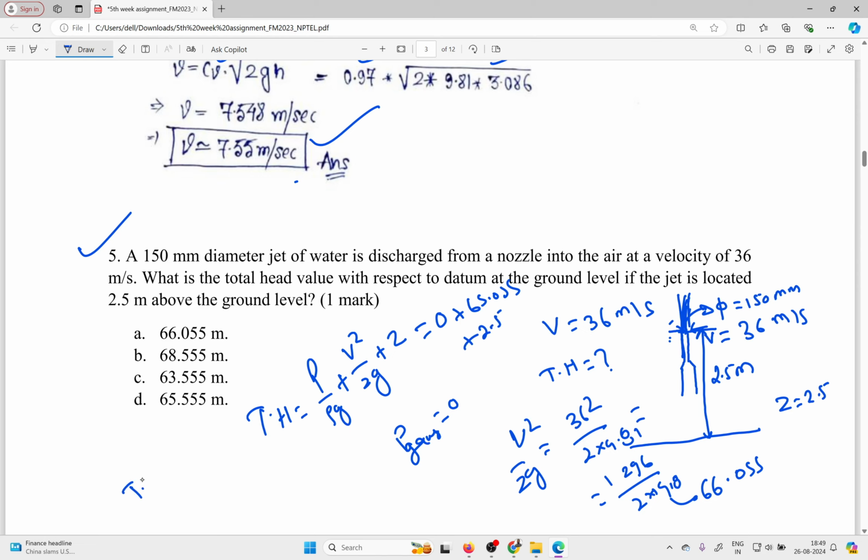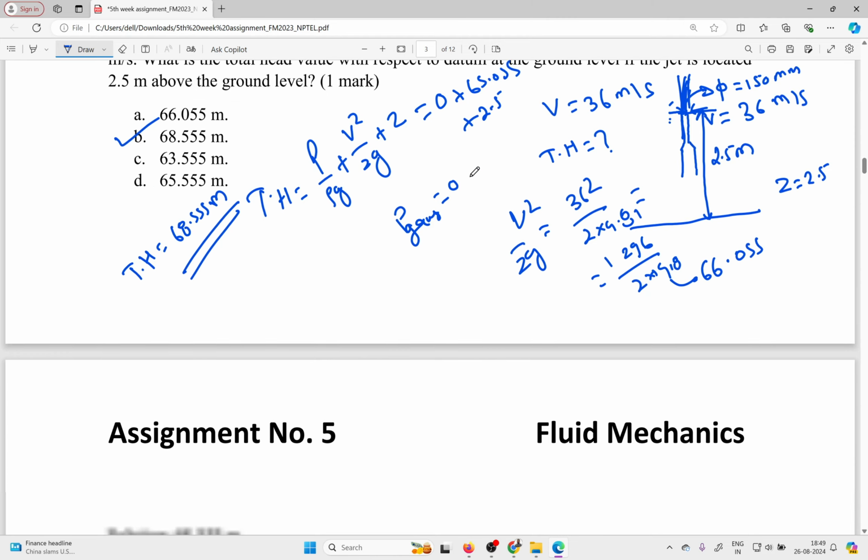So your total head value will be 68.555 meter. So this will be the correct answer. Which one? Option B. Option B will be correct. Now we'll move ahead to the next question.